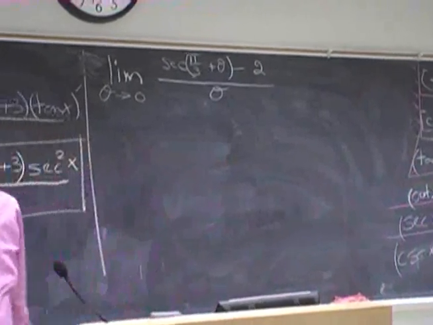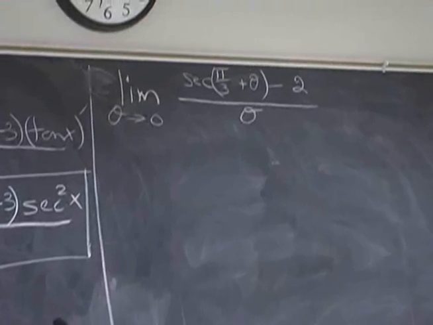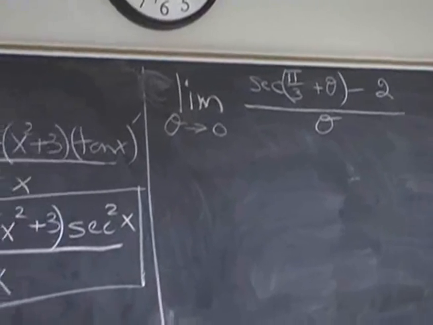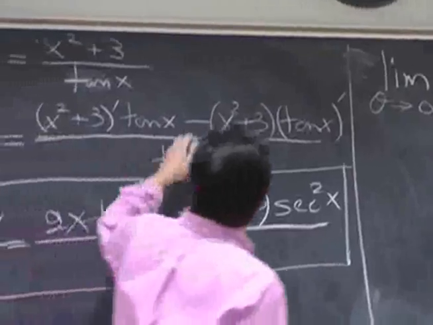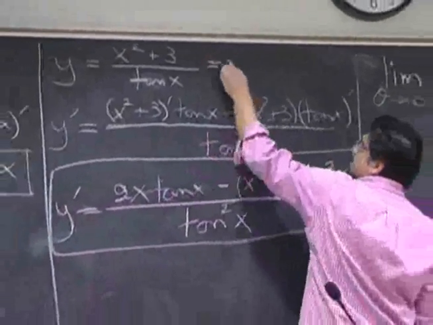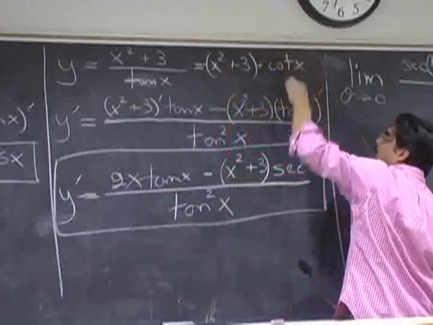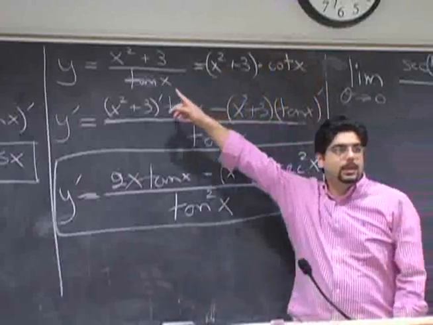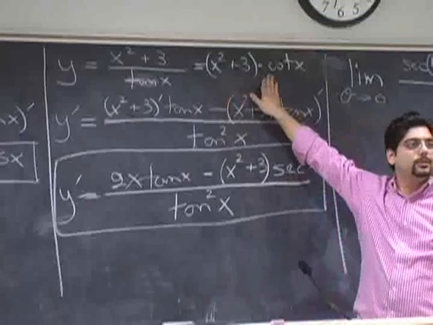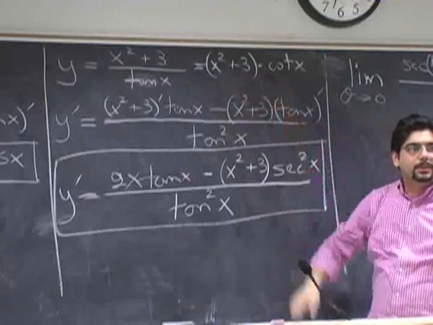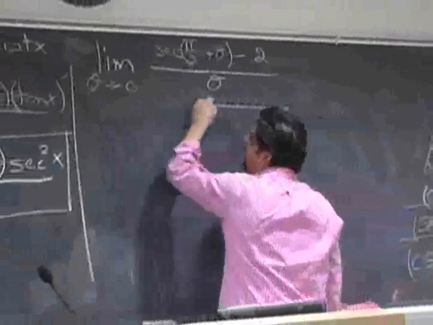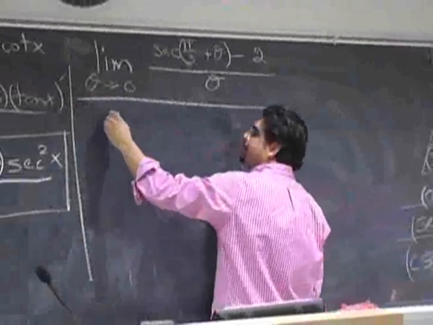Look at this limit. Yes? One question, for the last problem, you said there was 2 ways to do it? Oh, the other way, yeah. The other way would be to write this as x squared plus 3 times cotangent x, because that's the reciprocal of tangent, and then to use the product rule. Okay? That's the other way. Let's put that on hold.